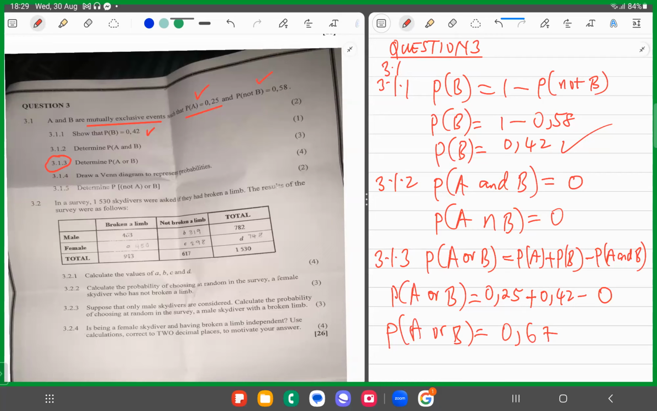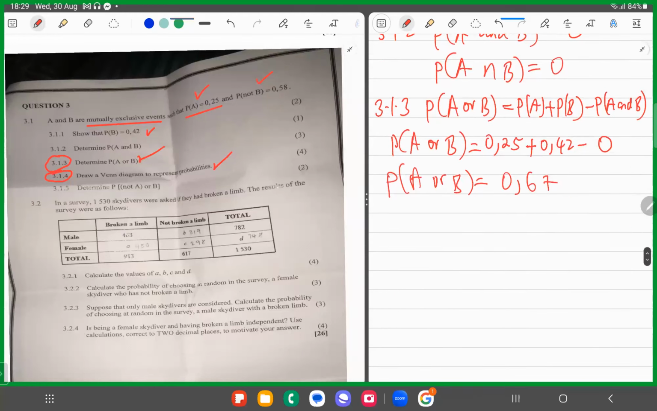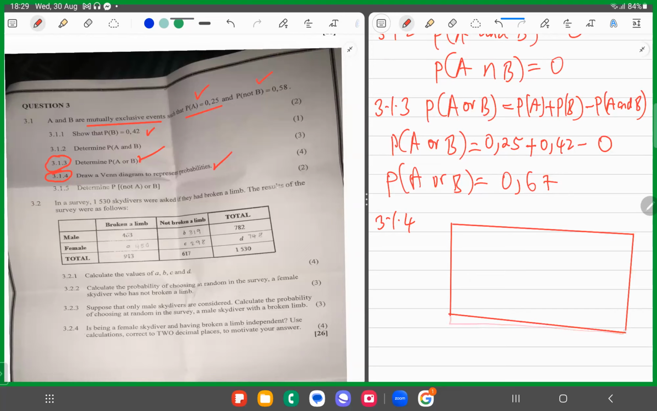Right, so we're happy. We have done that question, finding the probability of A or B. For 3 marks, draw a Venn diagram to represent the probabilities. Let's just draw a Venn diagram. Right, so a Venn diagram is there in 3.1.4. Here is a Venn diagram. So the Venn diagram must have, first and foremost, a sample space, what I call the universal set, the sample space with the events inside.